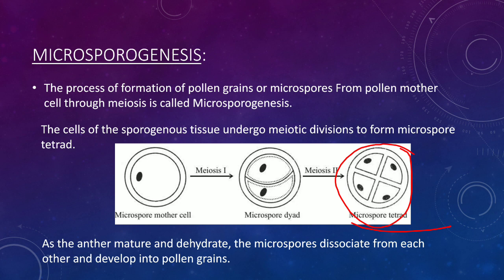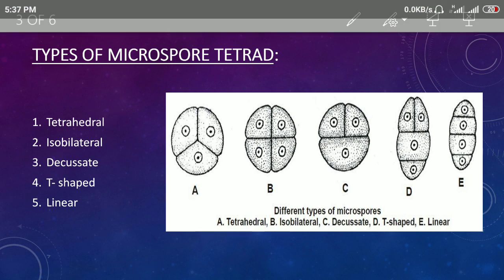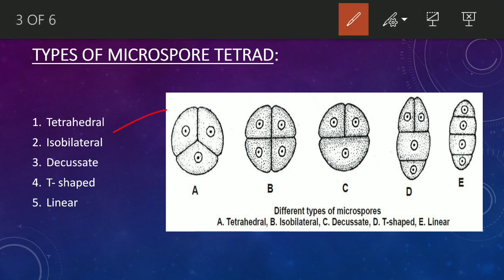On the basis of the organization of pollen grains, the microspore tetrads are of 5 types. First one is tetrahedral, second is isobilateral, third is decussate, fourth is T-shaped, and fifth one is linear.